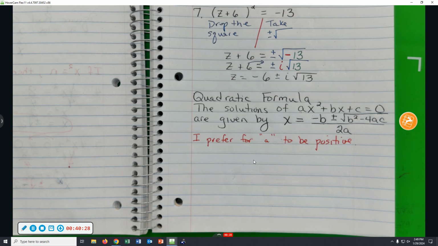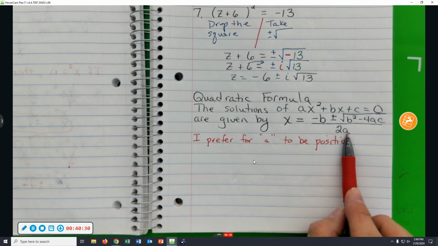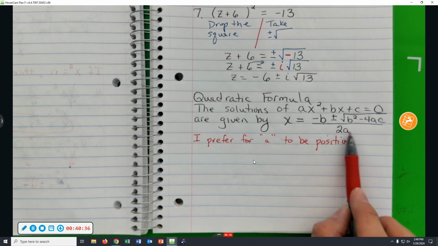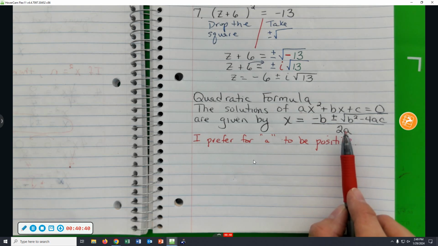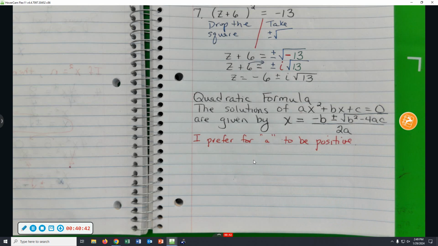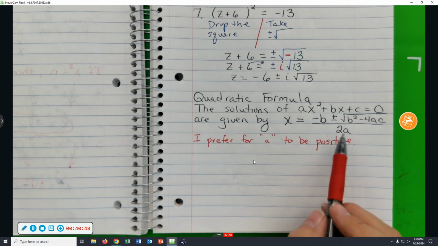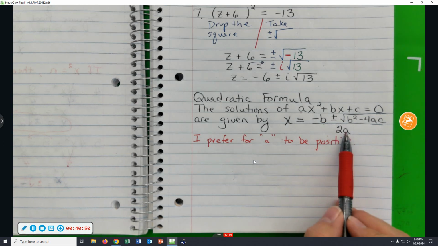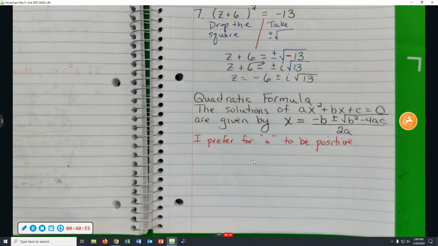Always work out easier. If A is positive, what sort of number do you have in the bottom of the fraction? And this fraction here. If A were positive, then 2 times A is positive. You'll never see fractions written with a negative number in the bottom, okay? That's why you don't want A to be negative. You're just making your work harder for you, okay?